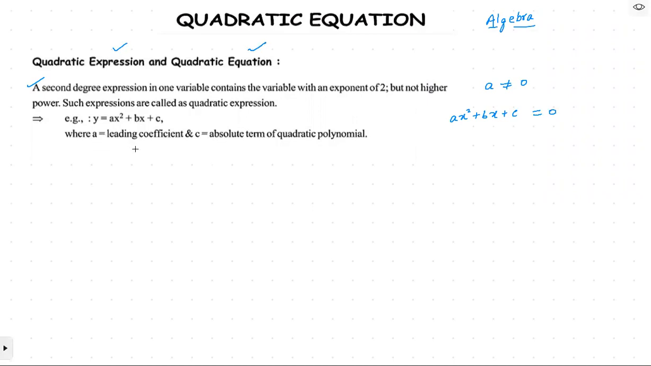Here this a is called the leading coefficient. So the leading coefficient should not be 0 in a quadratic equation. c is the absolute term of the quadratic polynomial, right? You know that a polynomial has degrees. It can have degree 1, 2, 3. So it is having degree 2. The quadratic expression is having degree 2.